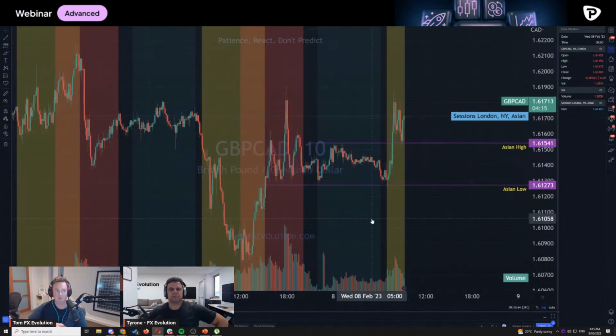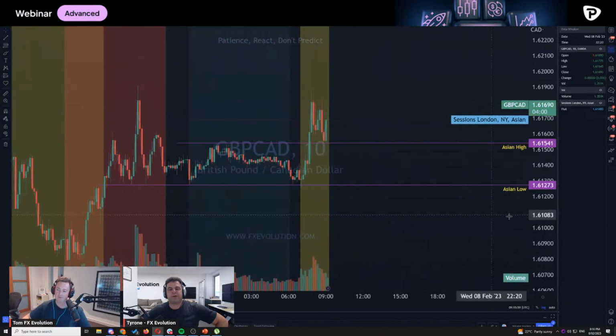Now, can anyone tell me in the chat something that happened leading into and just on the beginning of the London session in terms of price action? What happened and then suddenly it went somewhere else? Can anyone see it? It broke the bottom and then went up.